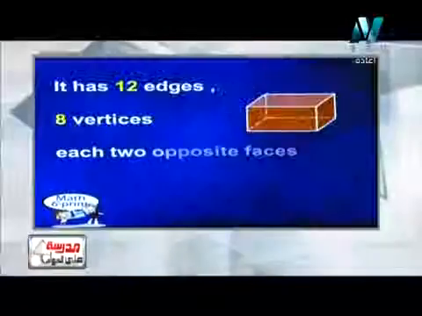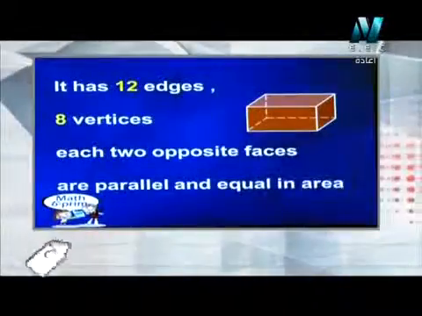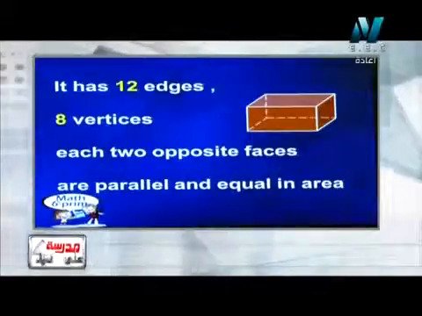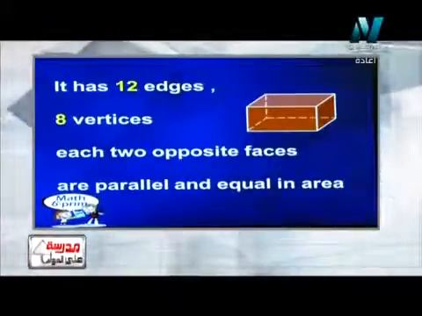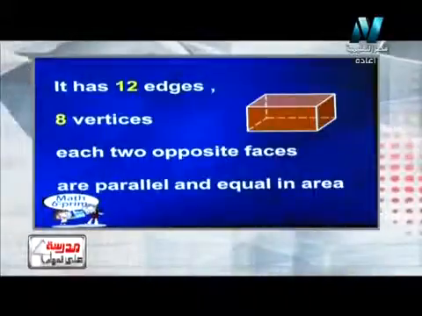The properties of a cuboid again. 8 vertices, 12 edges, 6 faces. Each face is a rectangle. As you see, it has 12 edges, 8 vertices. Each 2 opposite faces are parallel and equal in area. It's very important. Each 2 opposite faces are parallel and equal in area.